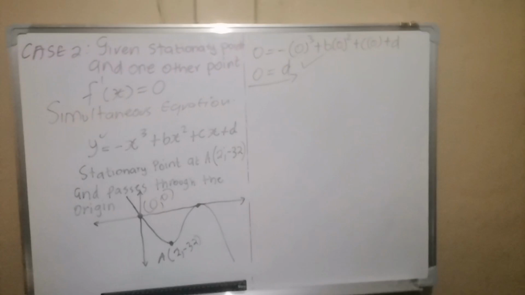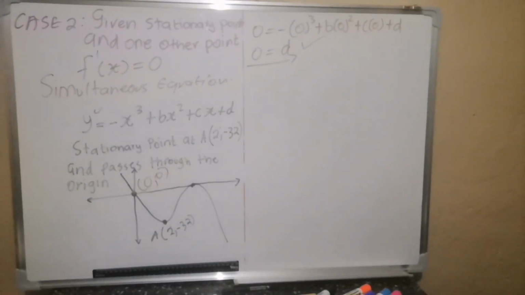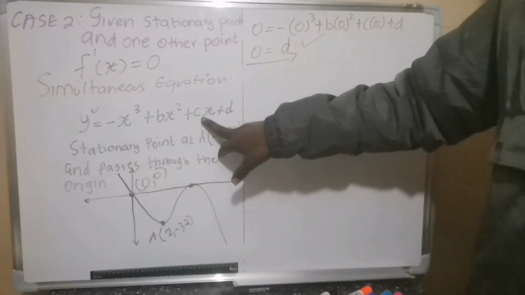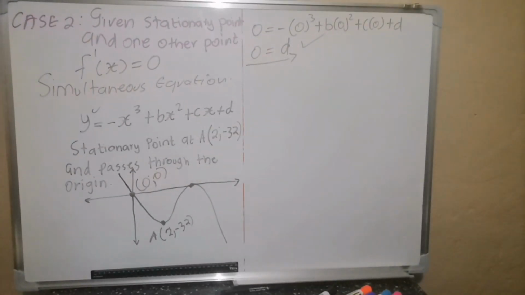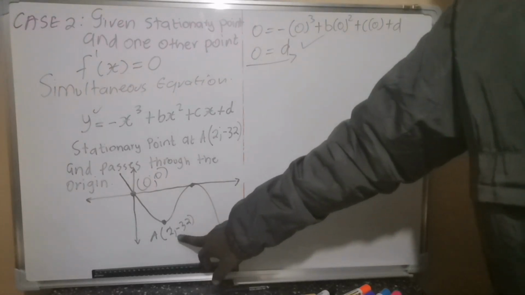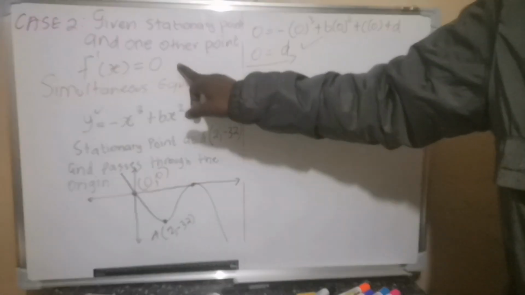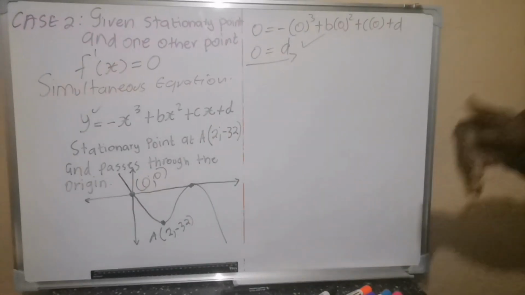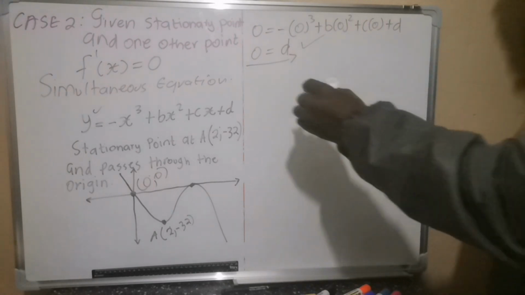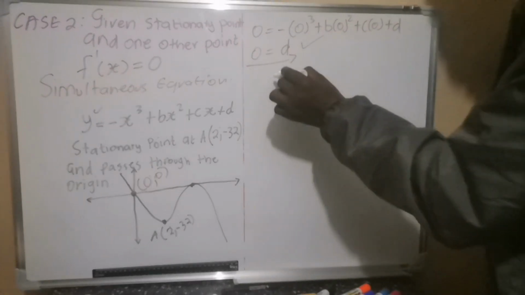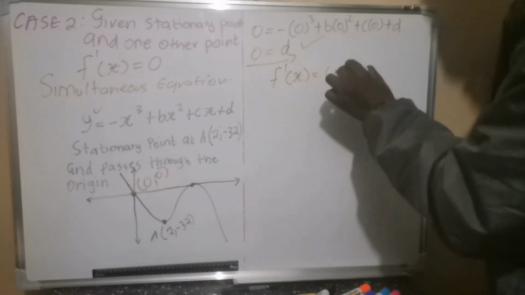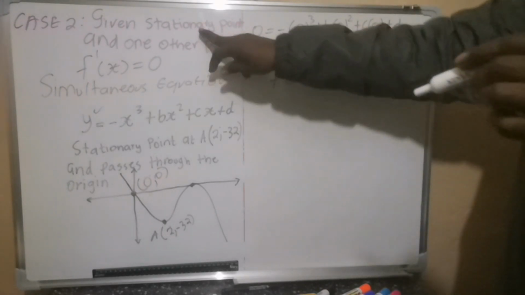Now, we are left with finding b and c. How do you find b and c? Remember, once we have a turning point, a stationary point, it will be subjected to simultaneous equations. Now, we know that the derivative of f at x is equal to 0. You do this if and only if you are given a stationary point.